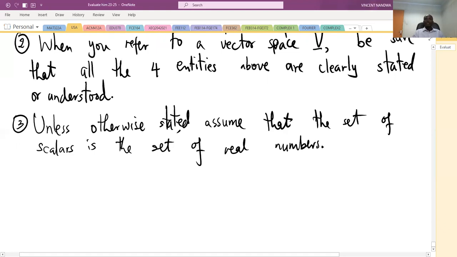So the next session will be giving examples of vector spaces and then giving some proofs that the examples will be stating are indeed vector spaces by proving that they all obey the 10 axioms that we have stated in the definition of a vector space.